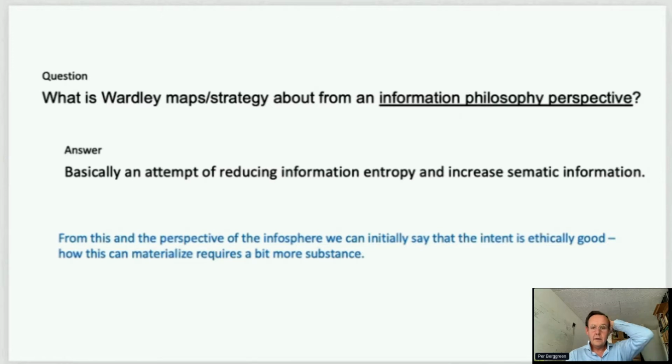It's a bit of a different approach to this. I'm a trained engineer. I've also previously been an army officer and have a master's in philosophy, but also a master's in IT strategy and organization. And from an information philosophy perspective, what is this Wortley map thing about? What is this strategy about? Basically, you could say it's an attempt to reduce information entropy and increase semantic information, meaning understanding the environment you are in. So reducing complexity and increasing understanding. From an ethical point of view, that is a positive thing, at least when we talk about information ethics, where limiting entropy is a decisive thing.